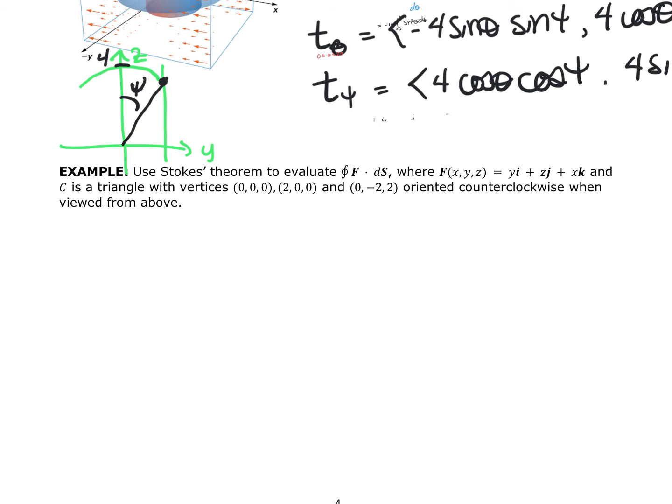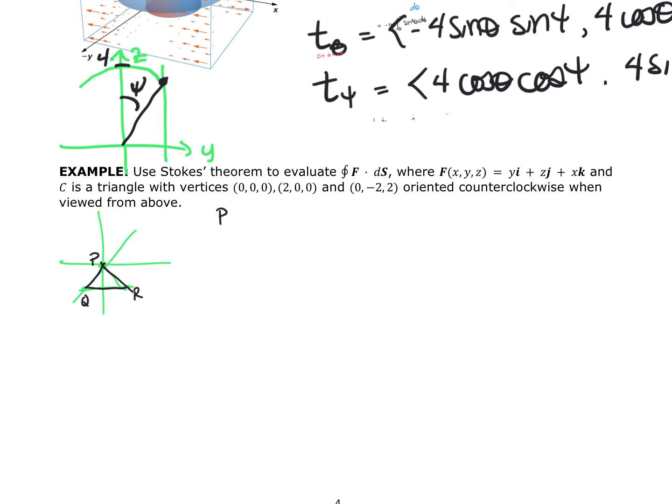Well, the first thing we're going to want to do is figure out the plane that is being formed by these vertices. So I have (0, 0, 0), I have (2, 0, 0), and then I have (0, -2, 2), so something like this. So I'm going to have this triangle shape here, and it's going to form a plane. So I'm going to just start labeling these. I'm going to call this P, I'm going to call this Q, and I'm going to call this R.